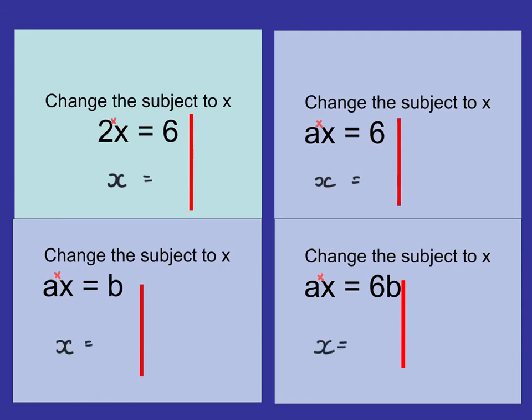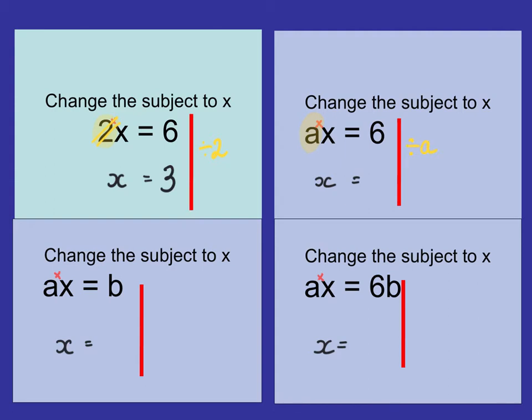Okay, so this time, what is the opposite of timesing by 2? Hopefully you know that the opposite of multiply is to divide. 6 shared by 2 makes 3. And the next one, we have a times x. Okay, we need to lose that a. So the opposite of timesing by a is to divide by a.